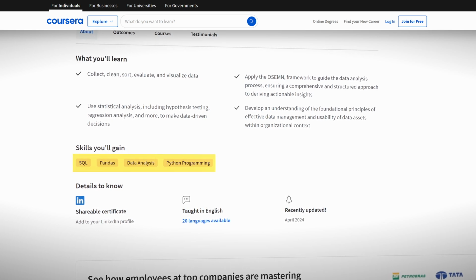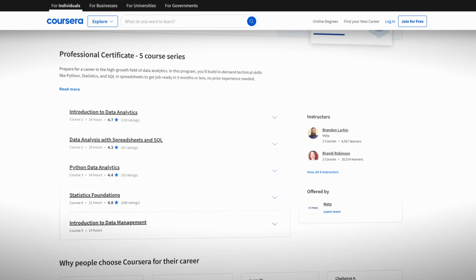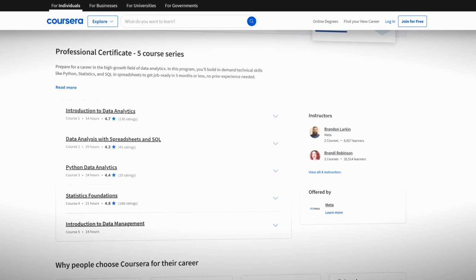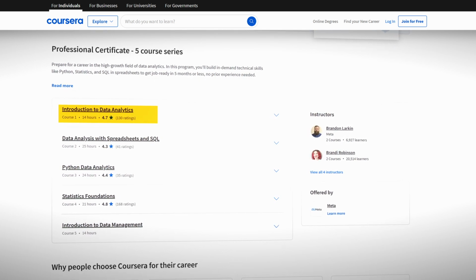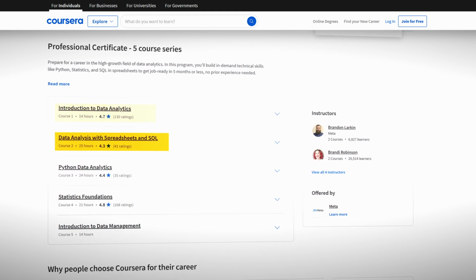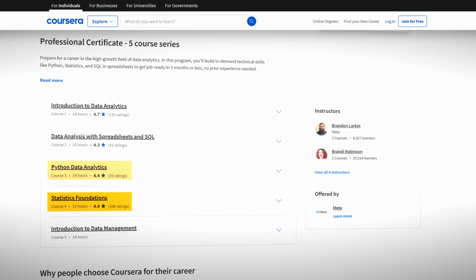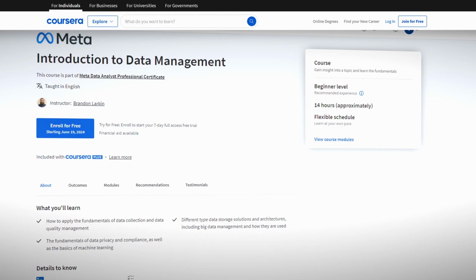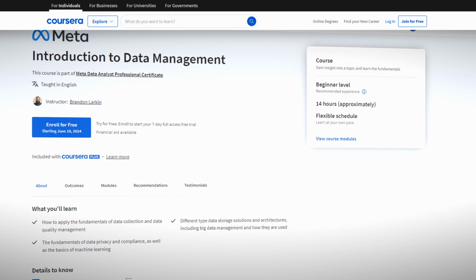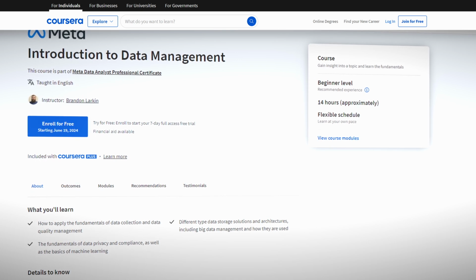But if we take a look at the courses, you'll see that instead of 8 courses, there are only 5 courses in the program. There's an introduction to data analytics, and there's a course about spreadsheets and SQL. The third course is about working with Python, and course number 4 is about statistics. They will give you an introduction to statistics, which is really helpful because data analysis heavily relies on it. And finally, course 5 has not been released yet, but it's an introduction to data management.